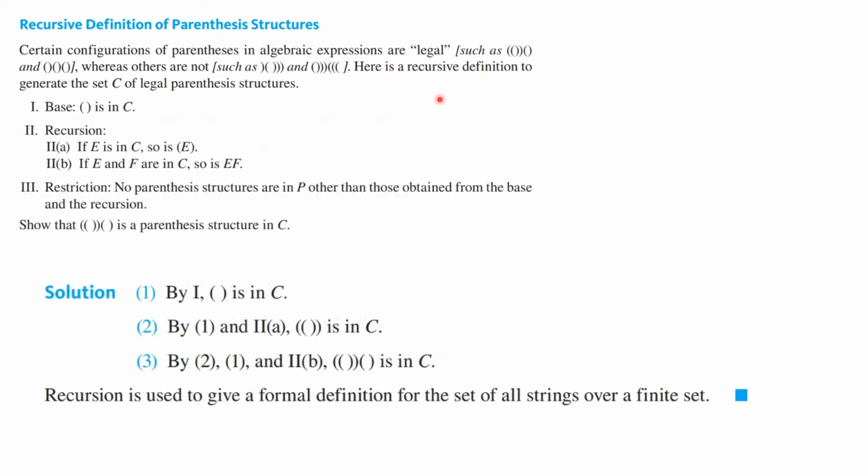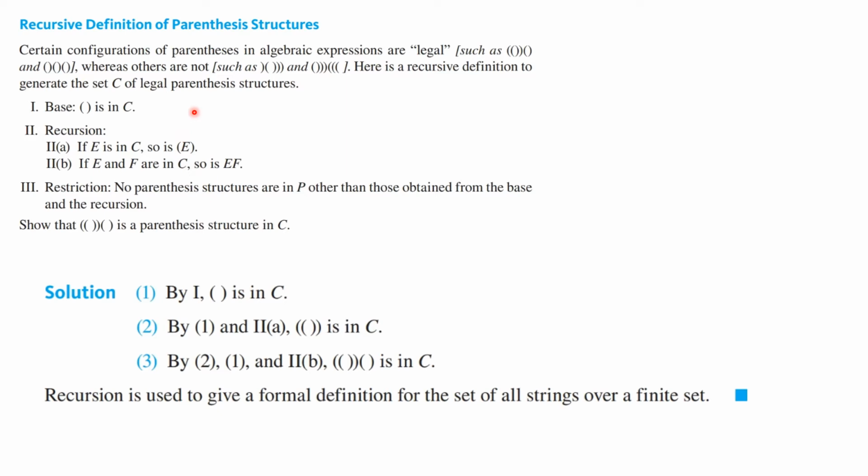Let's talk about a recursive definition of parentheses structures. Here, for example, sometimes you'll be typing something and the computer will come back and tell you that you didn't have your matching parentheses. That's what we're really talking about. You have to have a legal parentheses structure. And so here is a recursive definition that generates the set of legal parentheses structures. This is the way compilers are programmed to check this.